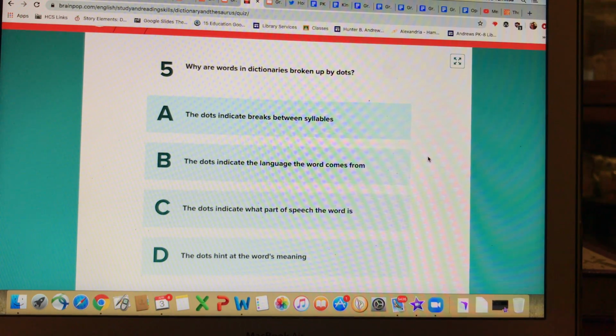Why are words in dictionaries broken up by dots? Let's think about that. The dots indicate breaks between syllables. The dots indicate the language the word comes from. The dots indicate what part of speech the word is. The dots hint at the word's meaning. Okay, Miss T is going to look in a dictionary really quick, and I am going to find the quickest word I can find.